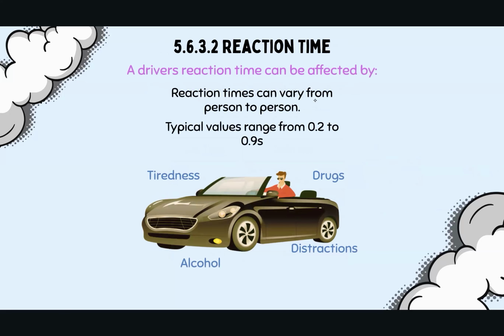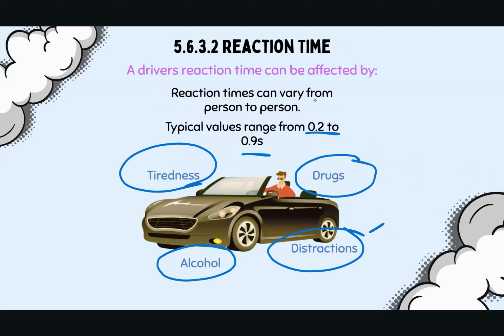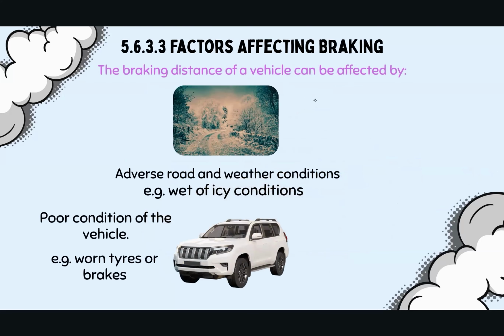A driver's reaction time can be affected by, now typically our reaction time is 0.2 to 0.9 seconds, but it can be affected by tiredness, drugs, alcohol, and distractions such as phones, iPads, anything. The braking distance of a vehicle can be affected by poor road conditions or weather conditions, like wet and icy roads. It could be the poor condition of the vehicle. It could be that the tires are worn out, the brakes are worn out. So when you put your foot on the brake, it takes a while for it to kick in.